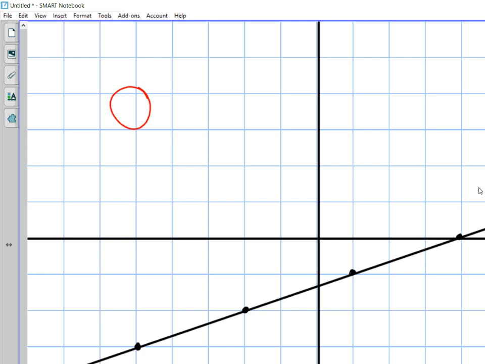Now, are we dealing with run over rise or rise over run? Rise over run. We associate that with slope. You guys remember? y equals something, something plus something. M. M, very good.